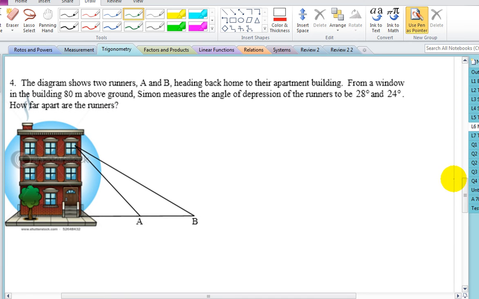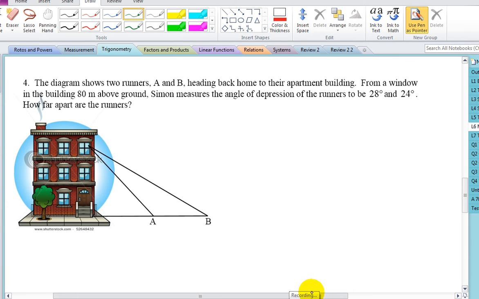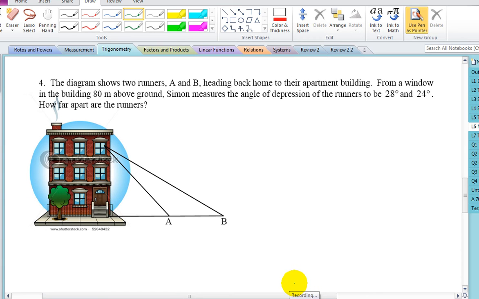Another one. This is a classic. This is a lot more challenging. Okay, so we have 2 runners at A and B. Windows 80 meters above ground. So let's draw our triangle. And this is 80 meters. They share that.